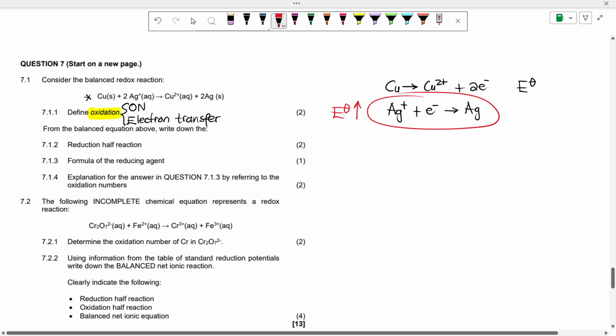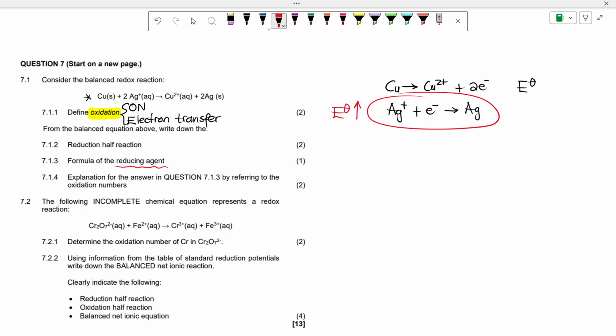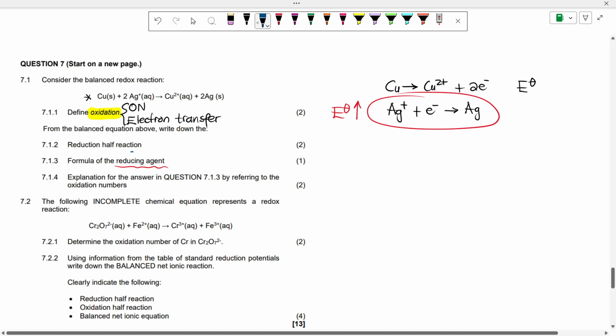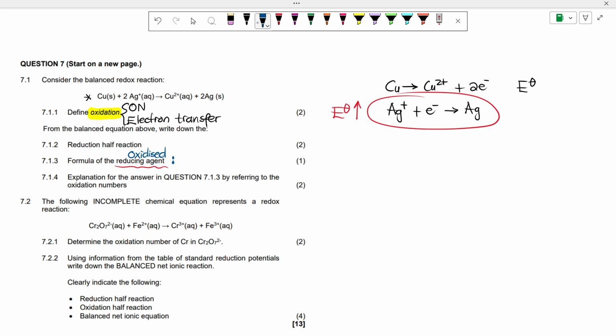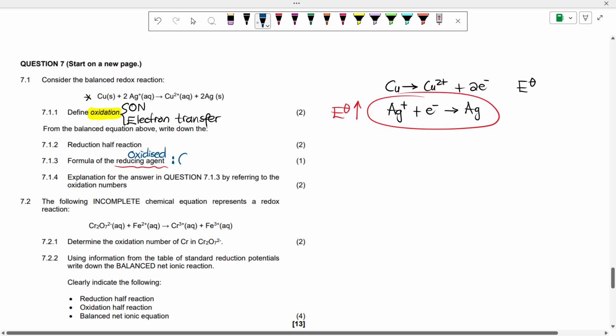Then they will obviously ask for the reducing agent, and then our reducing agent, every time you see the word agent, you remember that it has to be vice versa. So if it's a reducing agent, you are basically looking for the one that is oxidized, isn't it? Yes. Yes. So which one is oxidized in our half reactions? The copper. It's the copper. Yes. So that's our reducing agent.